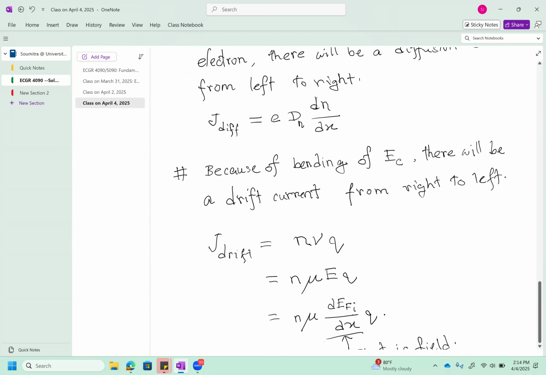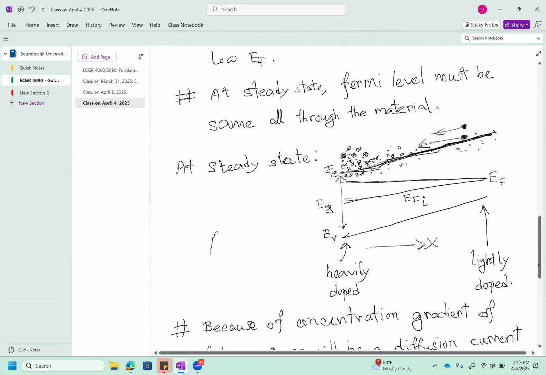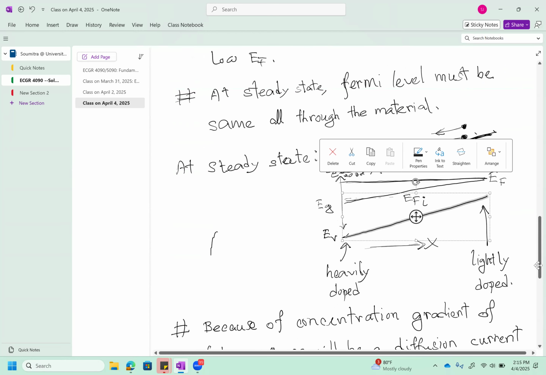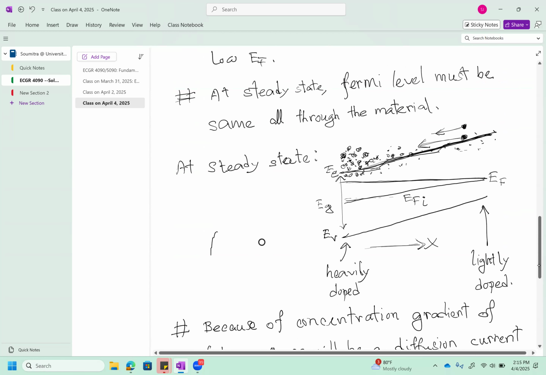Okay, so one more time, because of the bending of EC, I'm going to wrap up in just 1 second. So because of the bending of EC and EV and EFi, we must have an electric field, and because of the electric field, we will encourage the electrons to go from right to left.